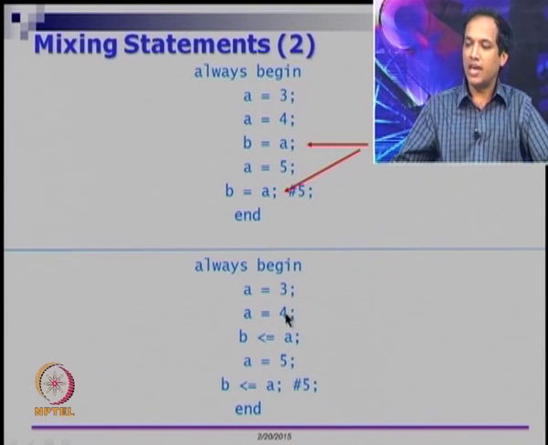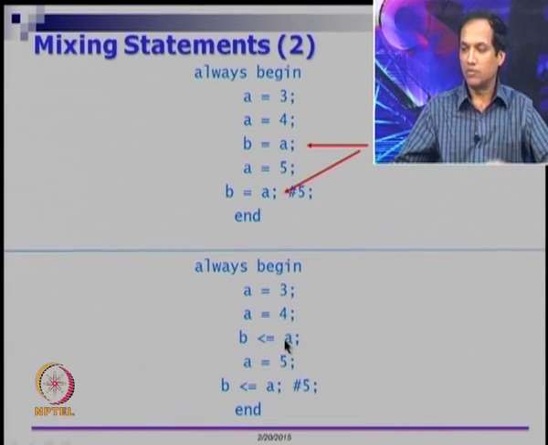So, A equals 3, A equals 4, B equals A. So, at this point B is supposed to remember the value 4. We are still within the same procedure. A gets 5, right. So, this 5 is not supposed to reflect in B, and here this A equal to 5 is again blocking. So, this is a blocking assignment, A equals 5. So, this B equal to A is actually looking at the right side, which got immediately evaluated to 5.